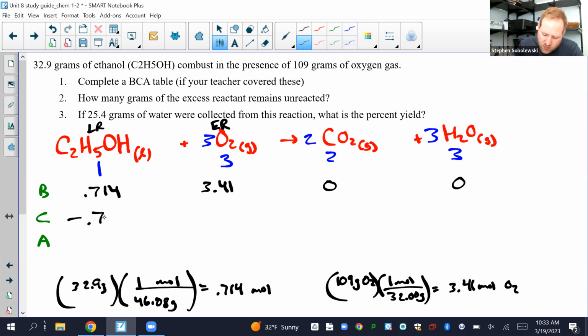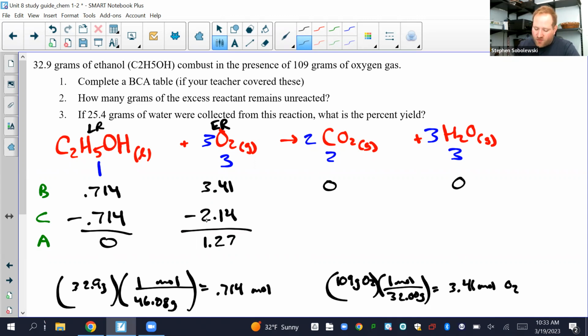Okay, the LR gets fully depleted, leaving us with 0. How much of my excess reactant is going to react? Again, not all of it. It's going to be 3 times this much, right? Because it's a 1-to-3 ratio. So if 0.714 moles of my fuel react, I triple that. 0.714 times 3 gives me 2.14 reacting. So minus 2.14 moles, which leaves us with 1.27 moles. Now, all these numbers I'm writing in the table are moles.